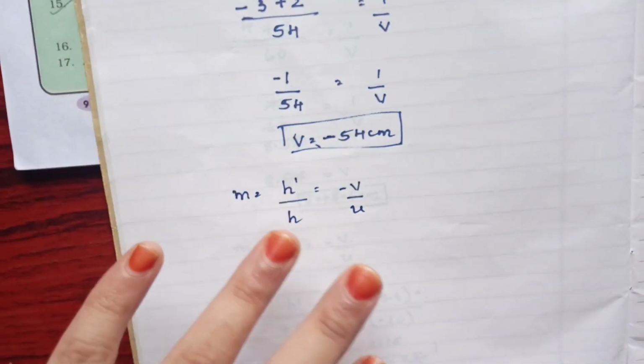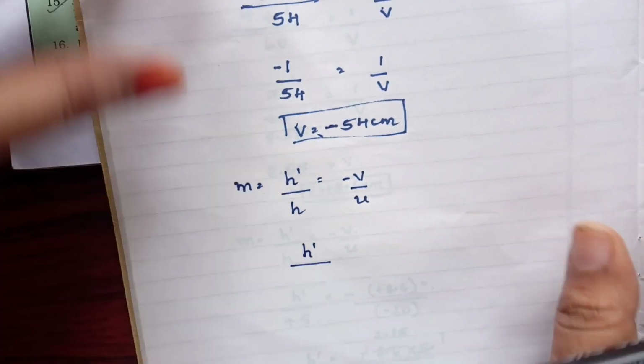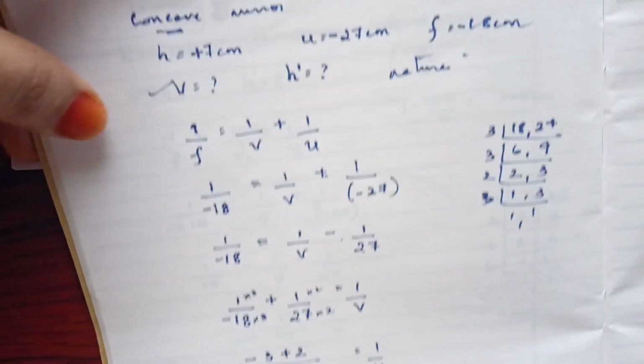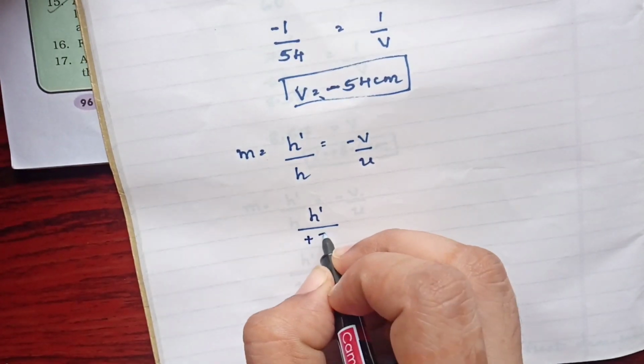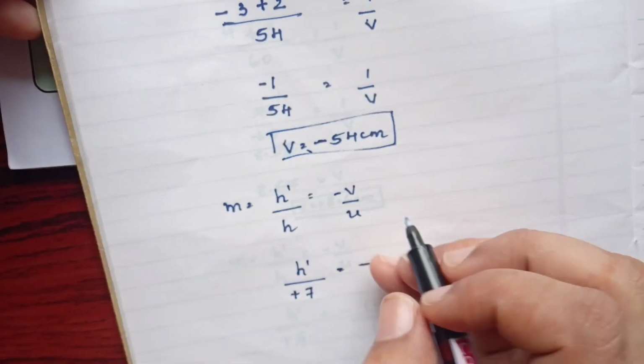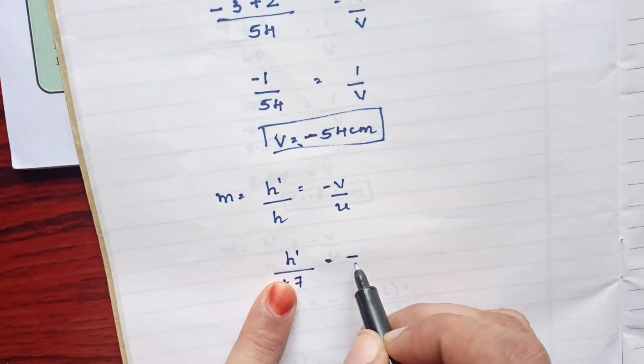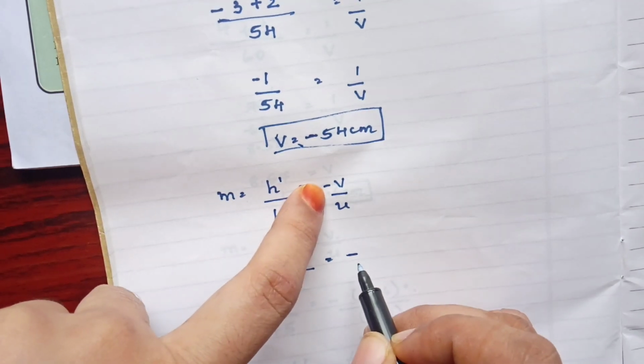I'll just put the values of whatever I know in this formula. H dash I need to find. H given to me is plus 7 centimeter. So plus 7 is equal to minus, comma. My V value is, see here, this minus is different, this minus is different. Whatever minus I have written here is a part of this formula.